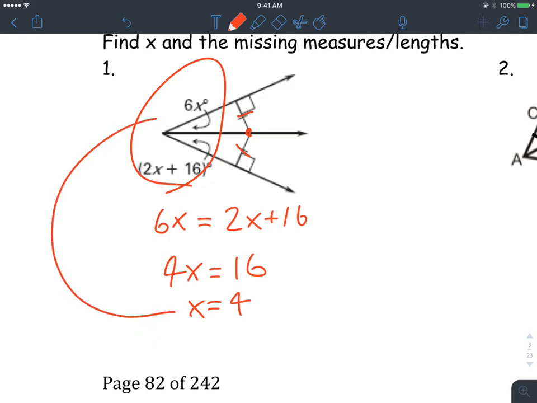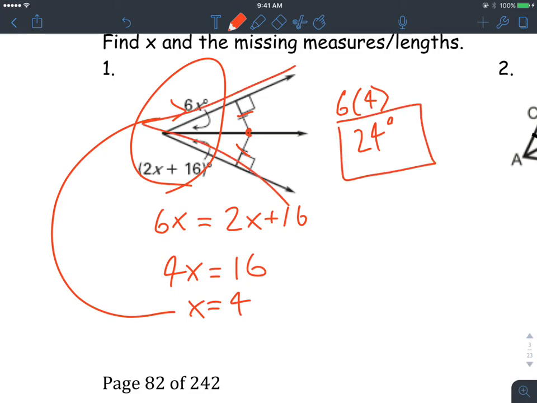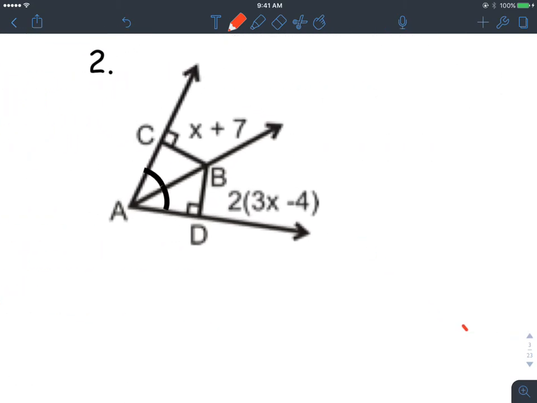So I guess we need to just plug x back in. Remember, both the angles will be the same. So we'll go 6 times 4, that's 24 degrees. So both of those angles should be 24 degrees, or the whole entire angle, I guess you could say, is 48. So yeah, that's really it. Just figure out the missing links here.